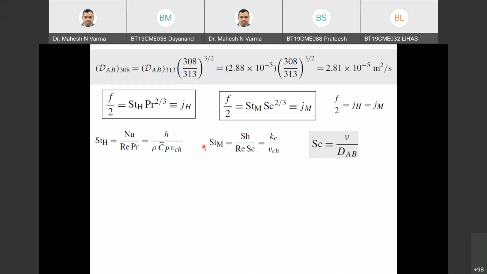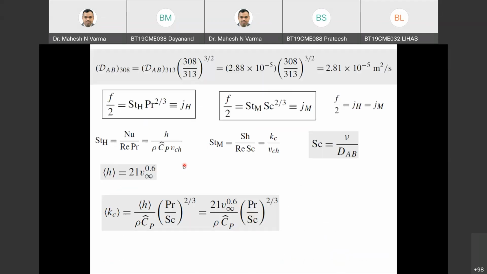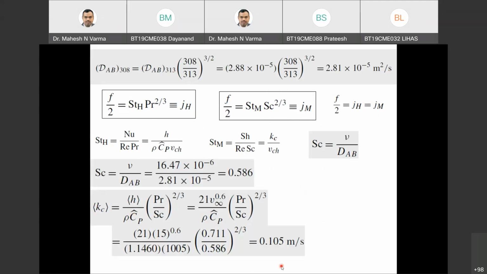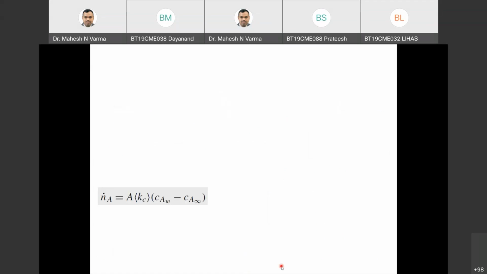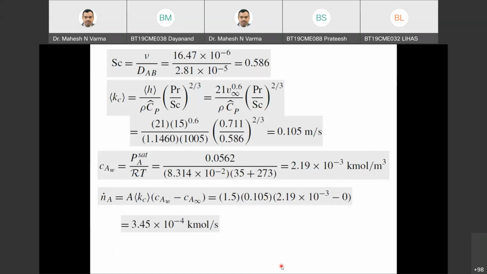So this Chilton-Colburn analogy we got. Here using f by 2 equals jH equals jM, Colburn factor for heat transfer equals Colburn factor for mass transfer. Rearranging this equation, jH equals jM, so Stanton number times Prandtl number raised to 2/3 equals Stanton number for mass transfer times Schmidt number raised to 2/3. Rearranging this equation, we can calculate the mass transfer coefficient. Once mass transfer coefficient is calculated, I can calculate the rate of mass transfer.